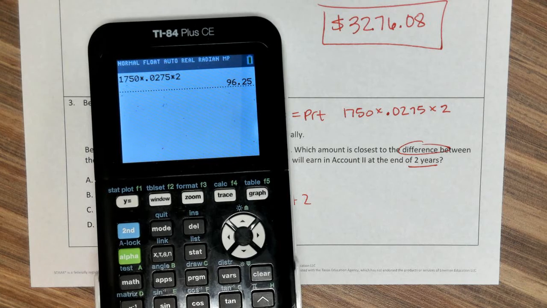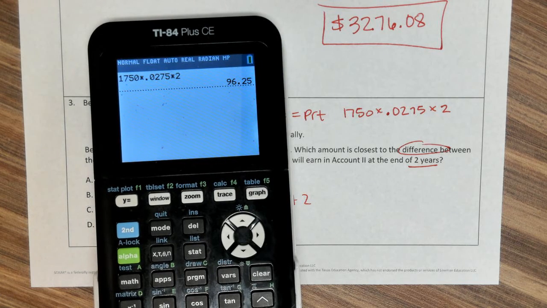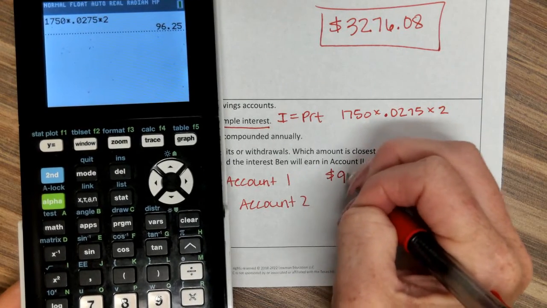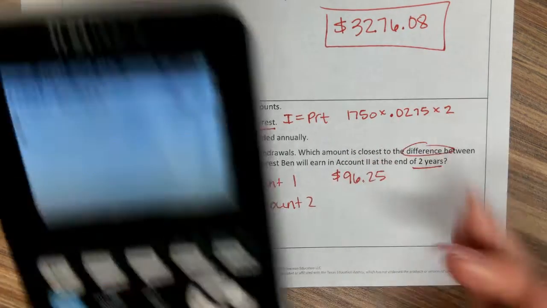He made $96.25 in 2 years just by his money sitting there. $96.25.